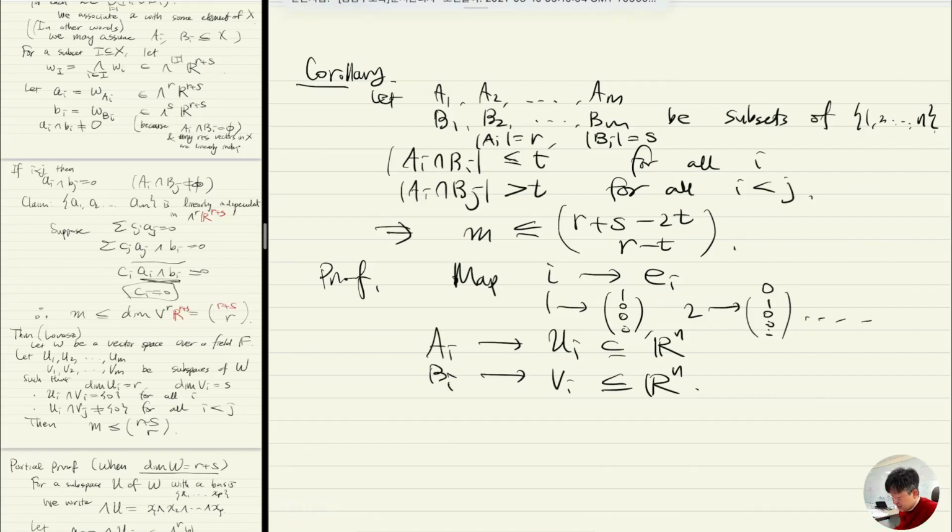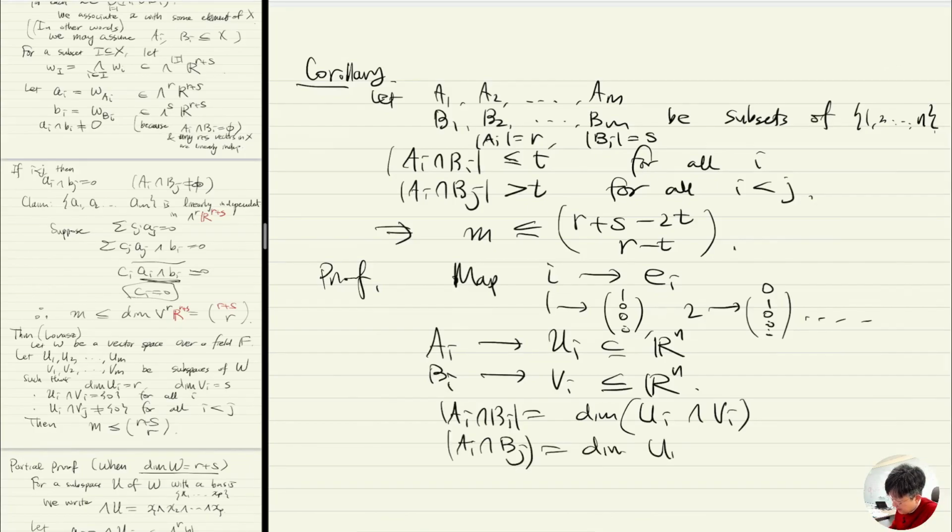And then the dimension of Ui intersection Vi is equal to the size of Ai intersection Bi, and the intersection of Bj, the same as the dimension of Ui intersection Vj, right? We are mapping the elements of the finite set into the elements of the basis, so that the dimension of the intersection is exactly equal to the cardinality. All right, so that's the proof.